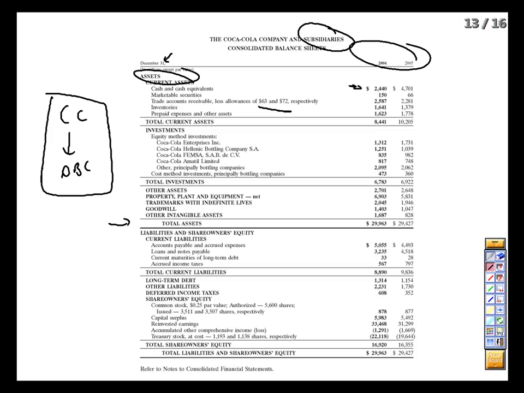Coca-Cola has an interesting second section to its assets, these investments right here. Now, we've already seen that they have marketable securities up here in the current asset section, and those are the stocks and bonds they bought with extra cash to make a little extra money. These are different, though. Sometimes we will buy shares of another company, not for the sake of capital gains or dividends, but from a more strategic direction.